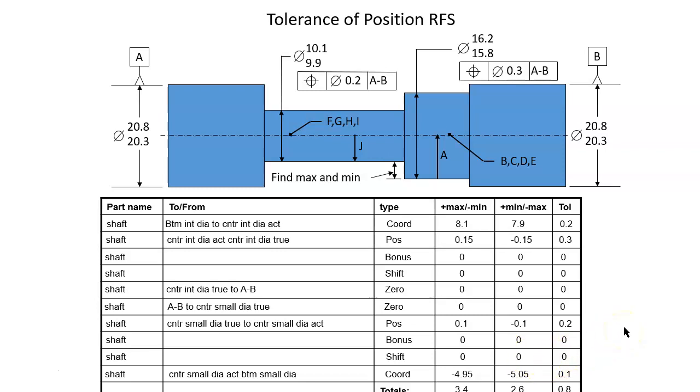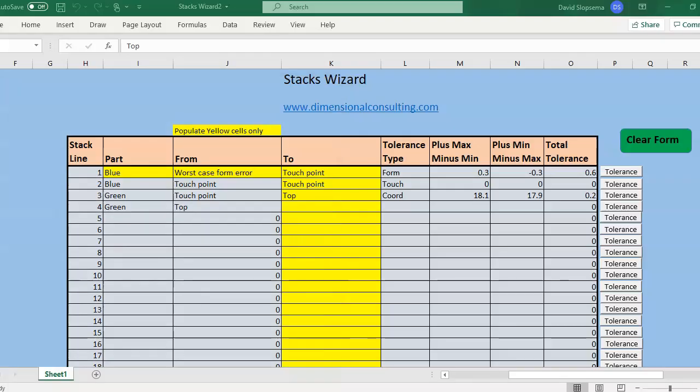All right, let's look at how to do this with Stacks Wizard. Clear our form from our last stack. Now we're all in the same part again, so we don't have to worry too much about what to call it. Remember, we're starting out at the bottom of the intermediate diameter, and we're going to the center of the intermediate diameter, actual worst case.